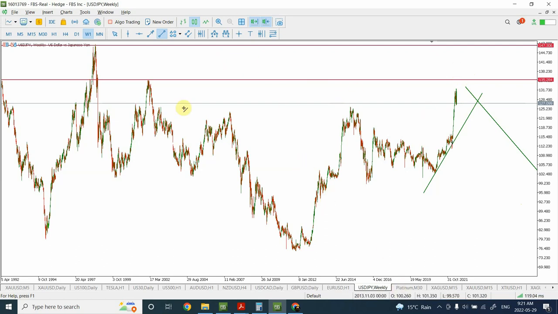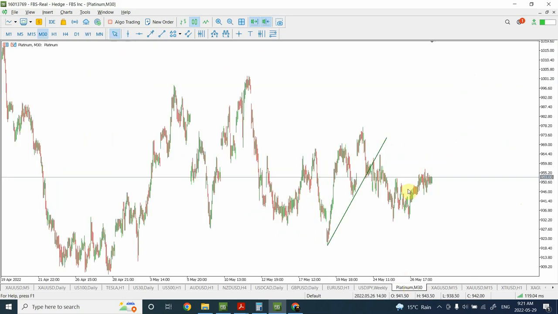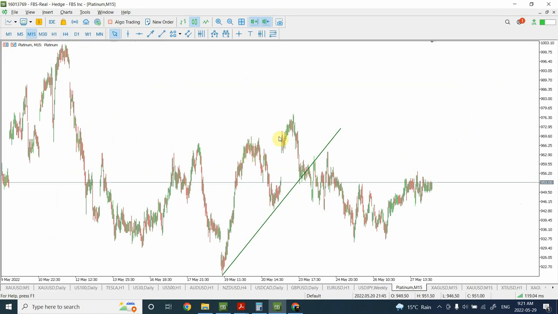There is an interesting price structure in platinum, if you guys are interested in platinum. If you are seeing this structure starting from right over here to A, B, and C, this seems to be the right valid structure. I'm expecting that this is an impulsive move, and this price movement is a corrective move. We are seeing a similar pattern elsewhere as well, and I'll discuss that in a bit.